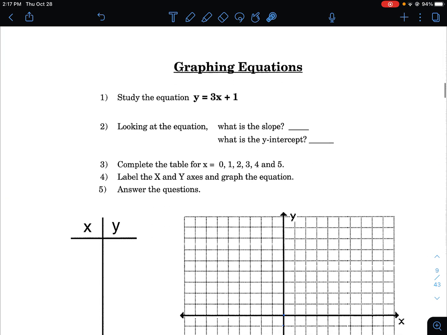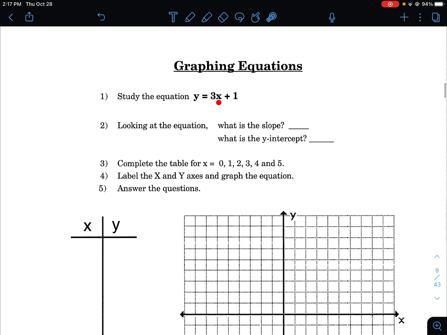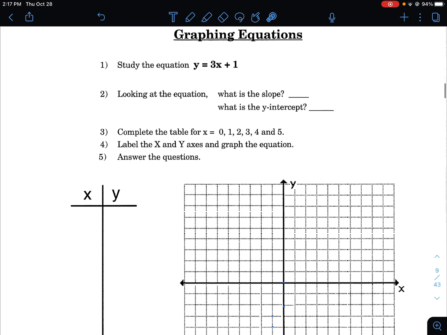So graphing equations, this is going to be a little bit different because we are going to be given an equation and they want us to fill out the table and the graph. So let's do that. Remember, y equals mx plus b, right? Where m is the slope and b is the y-intercept.